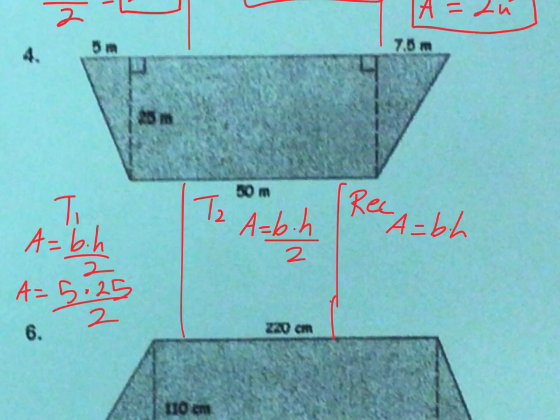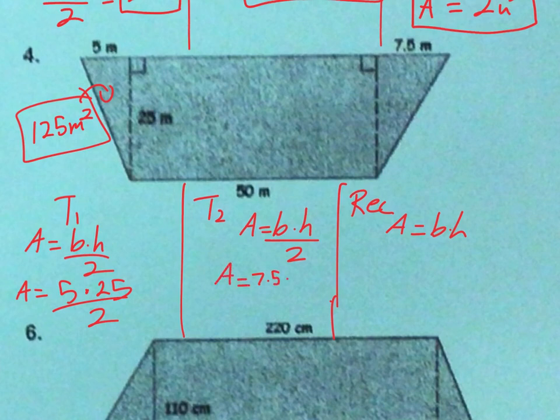Again, calculators come in handy on this lesson. So 5 times 25, then divided by 2, and we get 125. So we know that this is 125 meters squared. That's this triangle. Okay, triangle number 2 over here, we're going to go, okay, our base is 7.5.